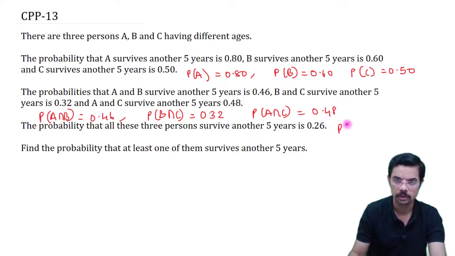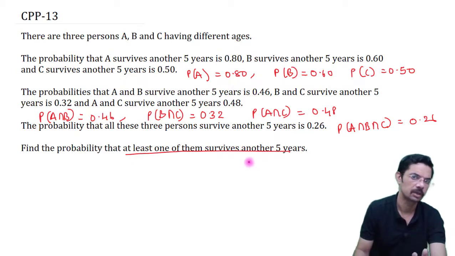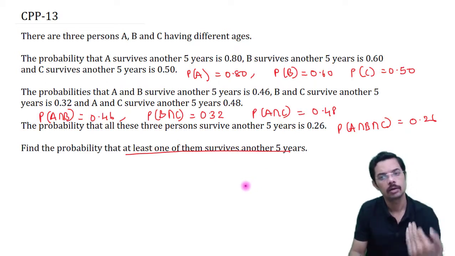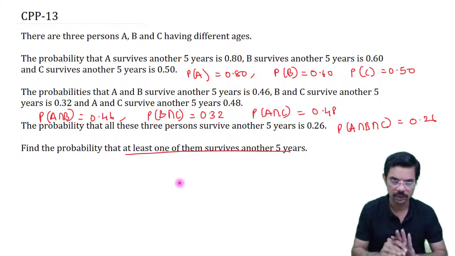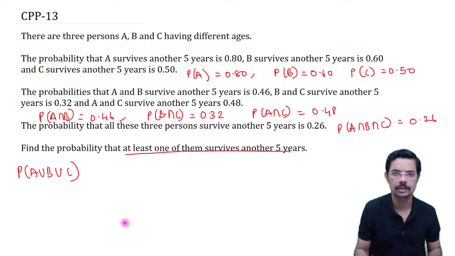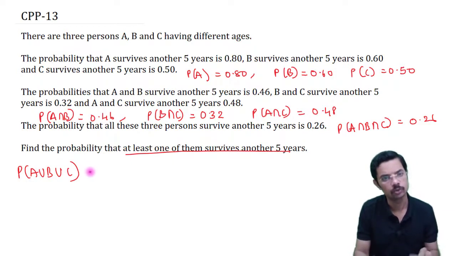That is probability of A intersection B intersection C equal to 0.26. Find the probability that at least one of them survives another 5 years. At least one means either A or B or C or any two of them or all three of them. So we are talking about probability of A union B union C. It is at least one of the three or all of the three or any two of the three.